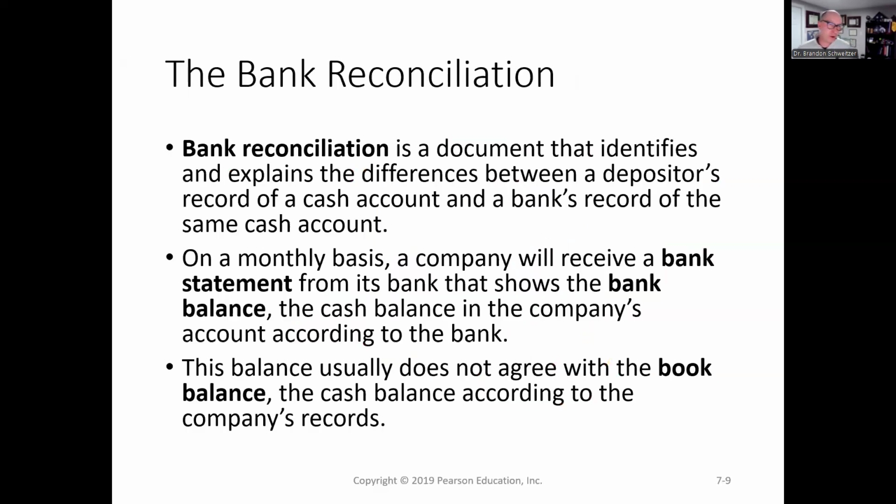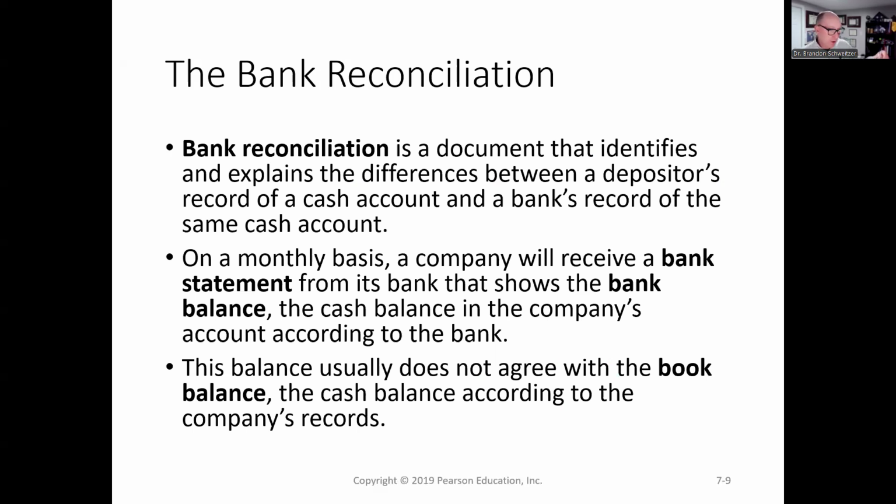Another thing that you'll learn about, and this is a very important part of the accounting process, is called bank reconciliations. A bank reconciliation is a document that identifies and explains the differences between the depositor's record and cash account and a bank record of the same cash account.